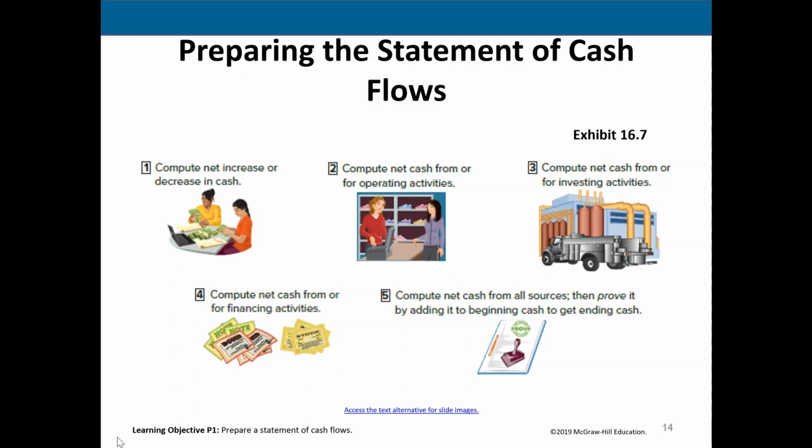So the first thing that you do is you compute the net increase or decrease in cash. Then you compute the net cash from operating activities, then from investing activities, then from financing activities. Then you'll prove it by adding it to the beginning cash to get the ending cash. And your beginning cash will be your ending cash from the previous period.